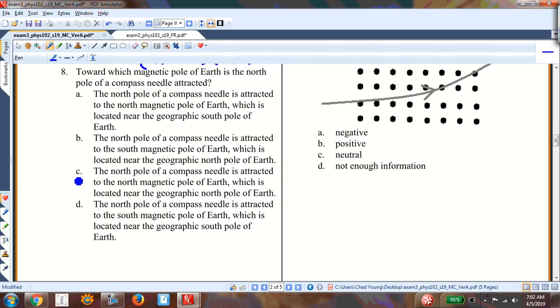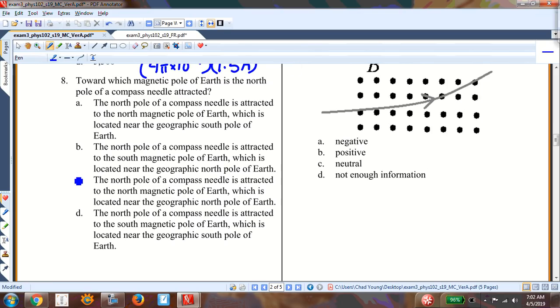Toward which magnetic pole of Earth is the north pole of a compass needle attracted? The north pole of a compass needle is attracted to the southern magnetic pole, but this is located at the geographic north pole. So the north pole of the compass points to the north, but that's actually the southern magnetic pole.